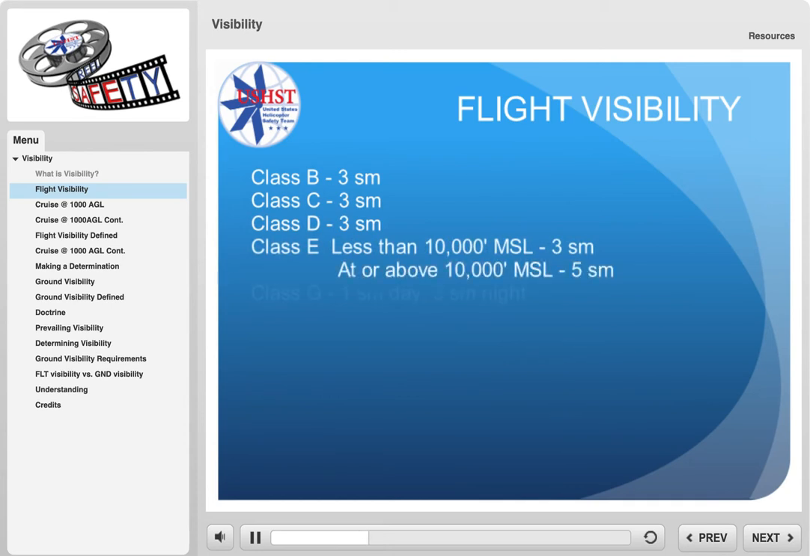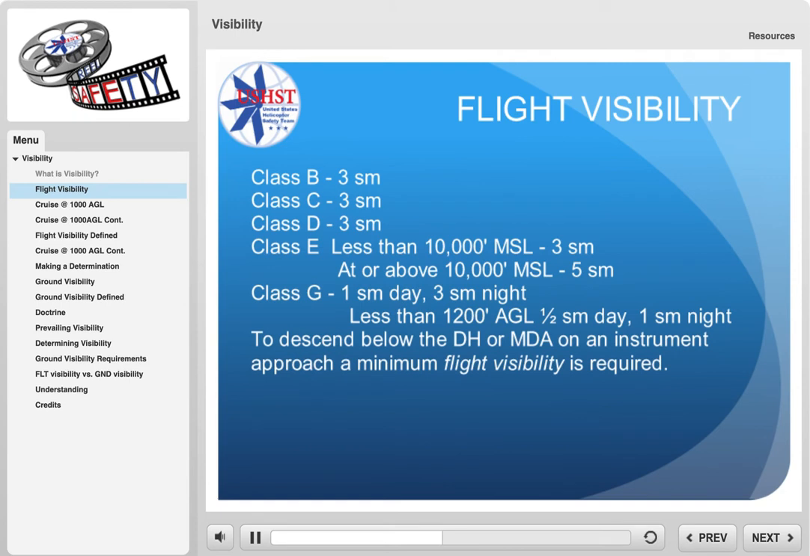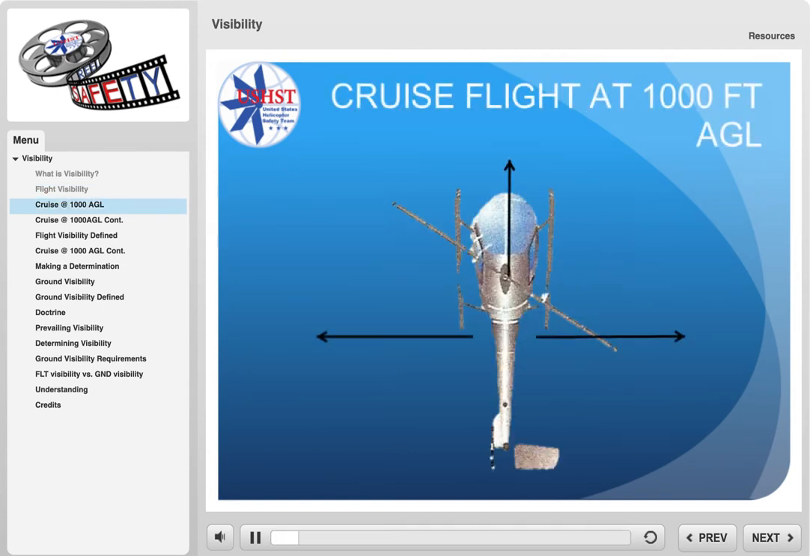To operate VFR in all classes of airspace except Alpha, pilots need to maintain a minimum flight visibility. To descend below the DH or MDA on an instrument approach, a minimum flight visibility is required. So how do we determine our flight visibility?